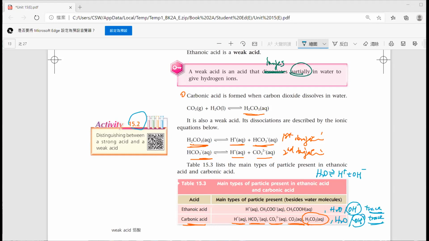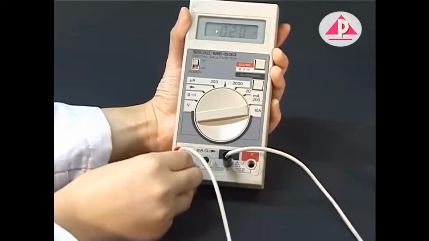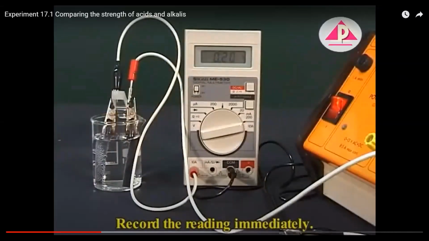Now this time I show you the procedure first. Put 80 cubic centimeters of 0.1 molar hydrochloric acid into a 100 cubic centimeter beaker. Set up the apparatus as shown. Adjust the range selector of the multimeter to a suitable range for measuring DC current. Do you find it? Record the reading immediately.